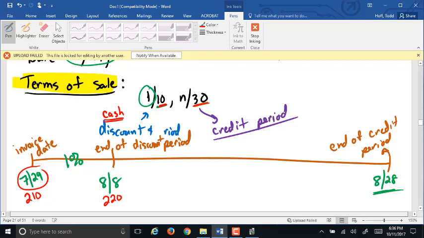The credit period ends 30 days after the invoice date. So you got 210 plus 30 is 240. Find 240 in there, and you'll see that that is August 28th. So that table helps you find these dates.